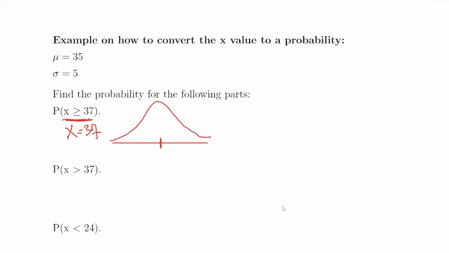For this one, they gave us x, not z. So since they gave us x and not z, that means we have to use the mean and we have to use the standard deviation. So our mean in this case is 35. So you put 35 in the middle. So that's the mean. Then you want to put your x value. In this case, our x value is 37.